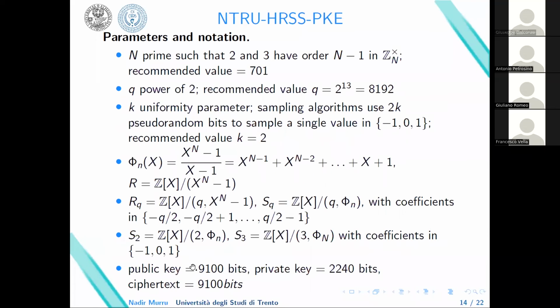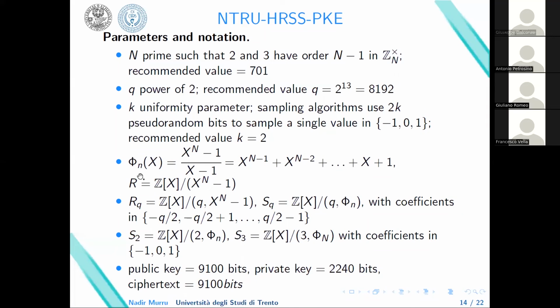Okay, I skipped just this slide, and we can start with the HRSS version of the NTRU scheme. So this version is very similar to the classical version, but there are some differences and some improvements. In particular, we have also some recommended value for the prime n. It is chosen equal to 701. And this is also the recommended value for the parameter q.